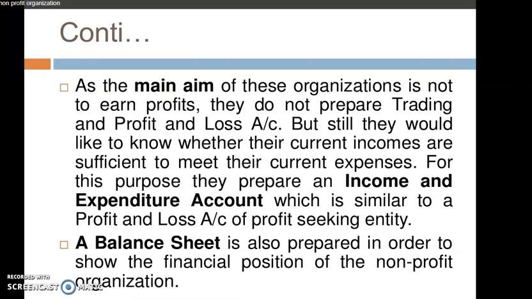As the main aim of these organizations is not to earn profits, they do not prepare trading and profit and loss account, but still they would like to know whether their current incomes are sufficient to meet their current expenses. For this purpose, they prepare an income and expenditure account which is similar to a profit and loss account of a profit seeking entity. A balance sheet is also prepared in order to show the financial position of the non-profit organization.